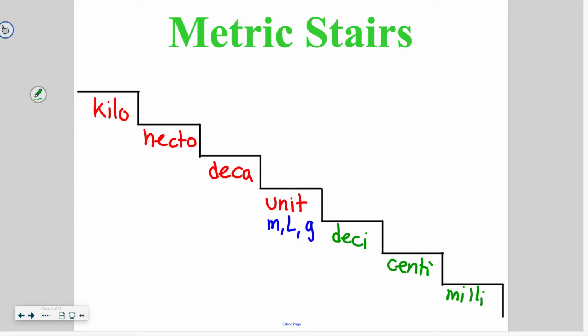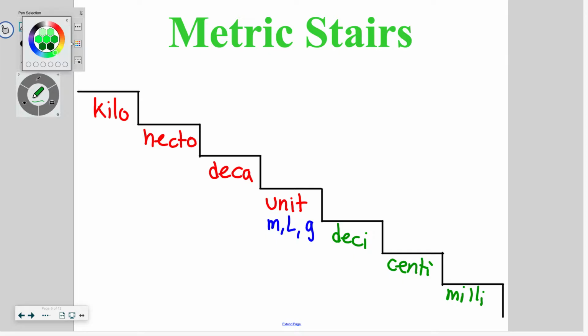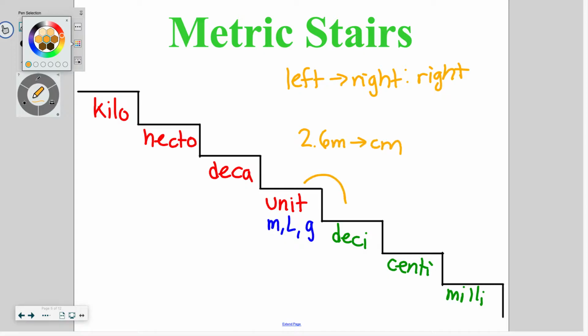And then getting into the smaller units, we have deci, centi, and milli. Remember, when you are using this chart, if you move left to right, the decimal moves right. So for example, if I'm converting 2.6 meters to centimeters, that jumps me down 2 stairs, so I would move the decimal twice, and say that 2.6 meters is 260 centimeters.